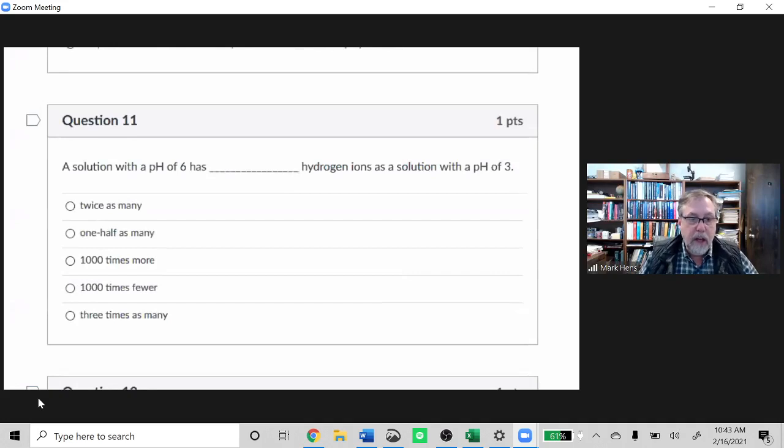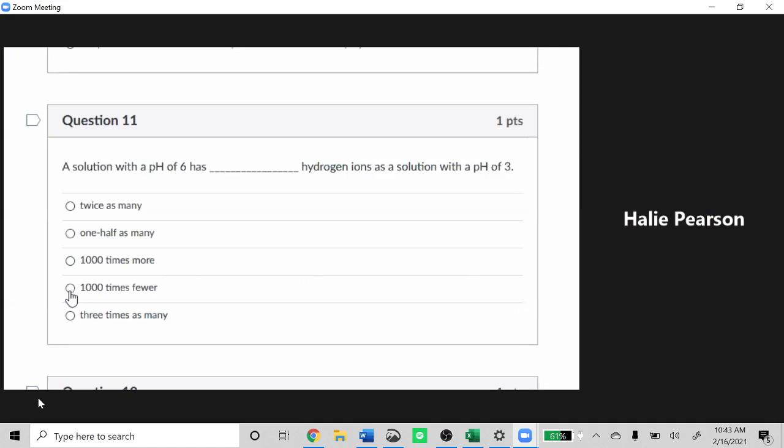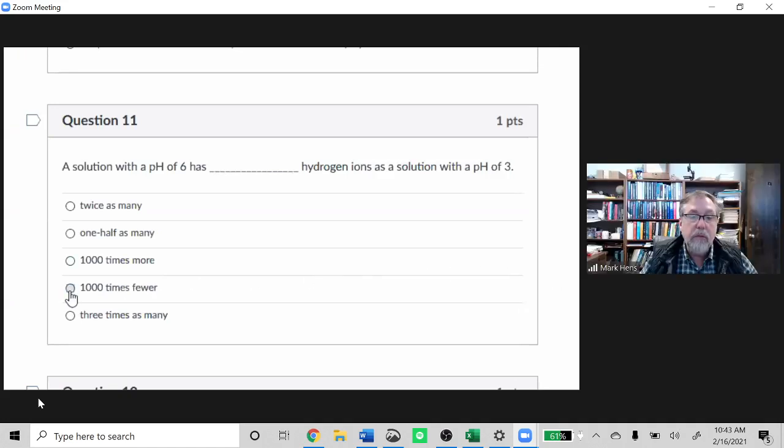All right, a bit about pH. A solution with a pH of 6 has how many hydrogen ions compared to a solution of pH 3? B. 1,000 times fewer, right? Because remember, the pH scale is a logarithmic scale. It's a factor of 10. And so the higher the number, the lower the concentration of hydrogen ions. So 6 has a lower concentration than 3. How much? 10 times, 100 times, 1,000 times fewer than a solution with a pH of 3.